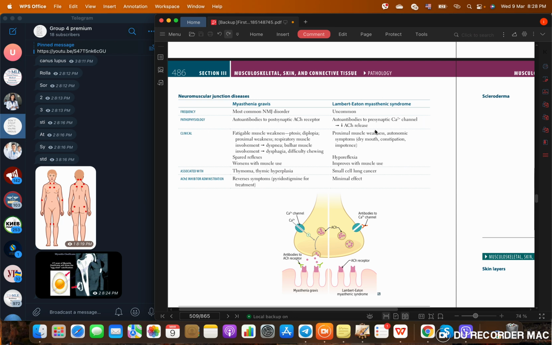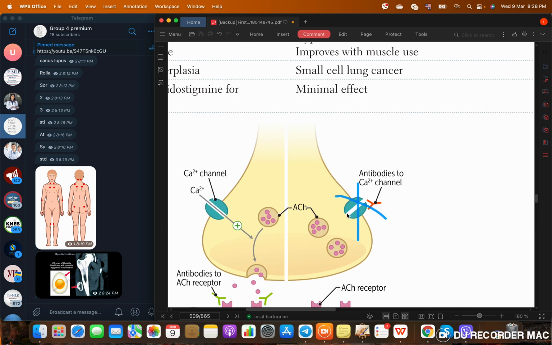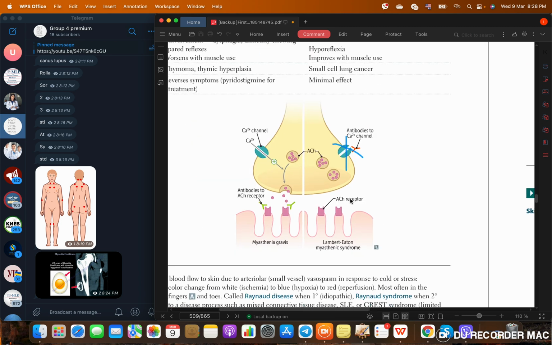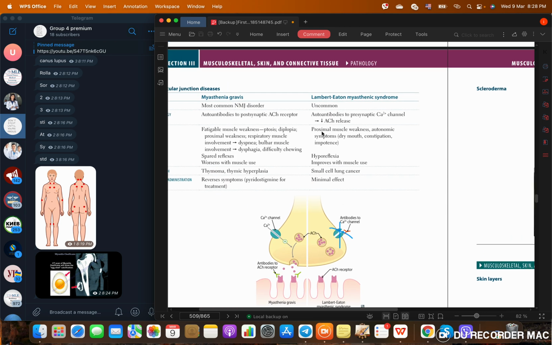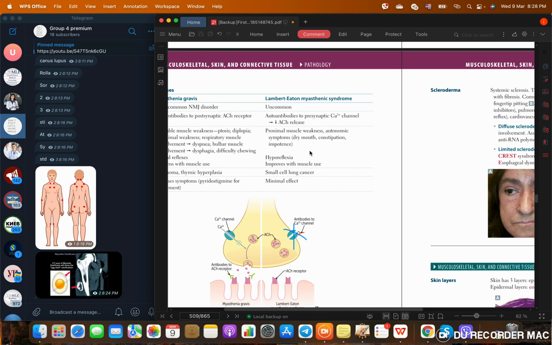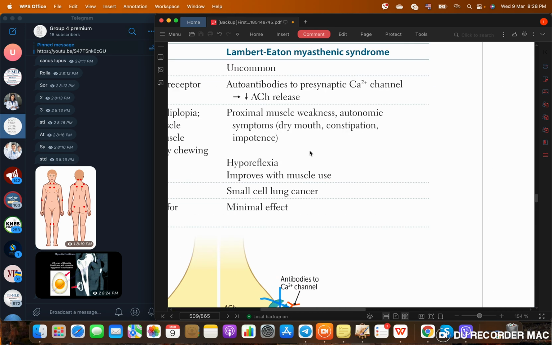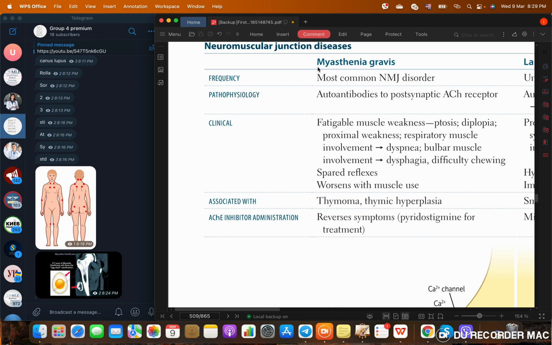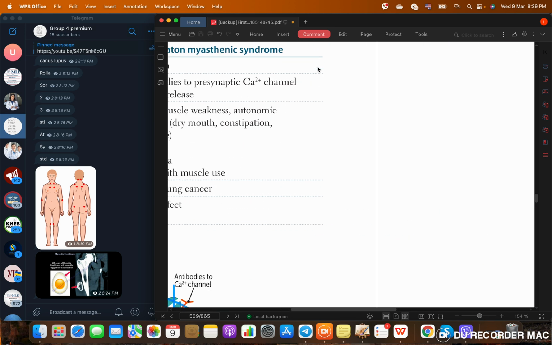Lambert-Eaton, however, is uncommon. The antibodies are against the calcium channel. So now the calcium channel is not working, no vesicles moving to the synaptic cleft, no acetylcholine release. So they write proximal muscle weakness, autonomic symptoms as well. The autonomic symptoms do not occur in myasthenia gravis. So the patient will have a dry mouth, constipation, and impotence, which is inability to attain an erection. And hyporeflexia, don't forget that in myasthenia gravis, the reflexes are normal.